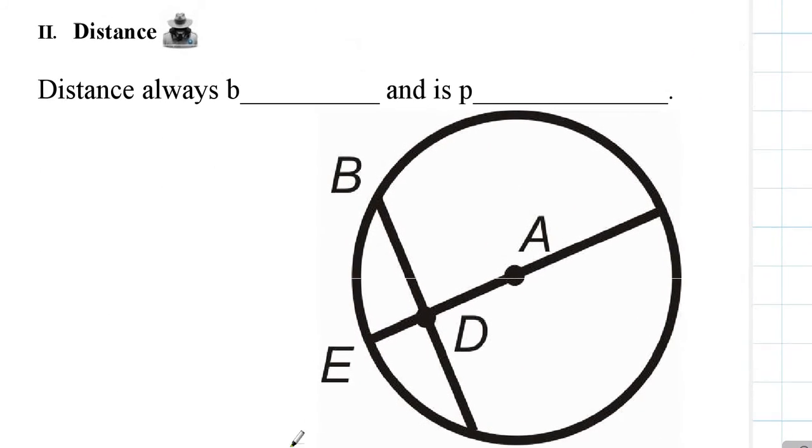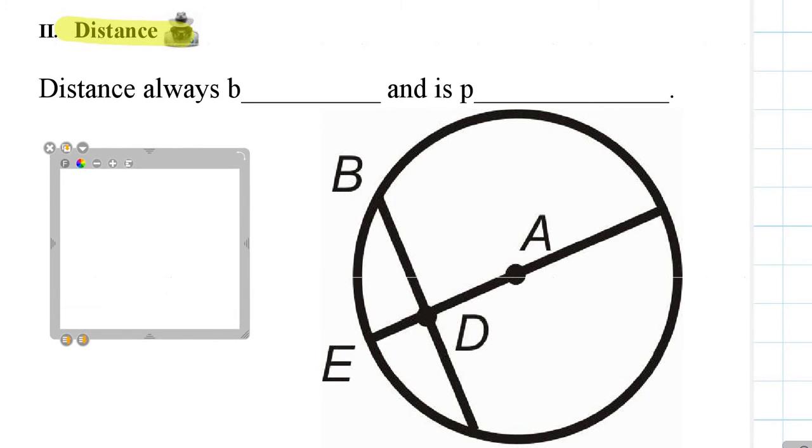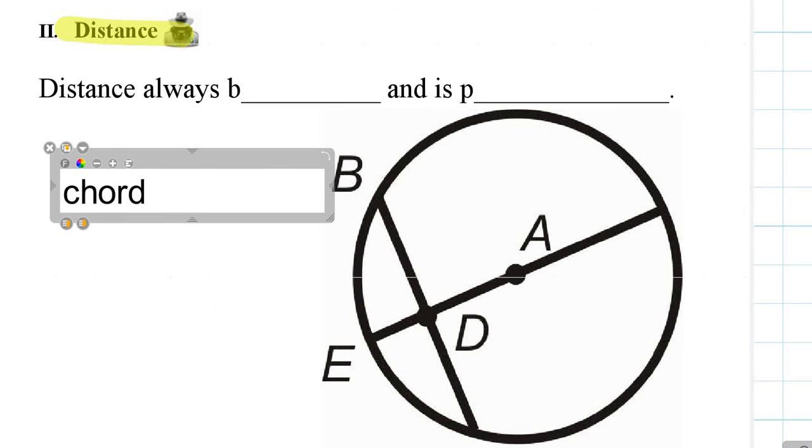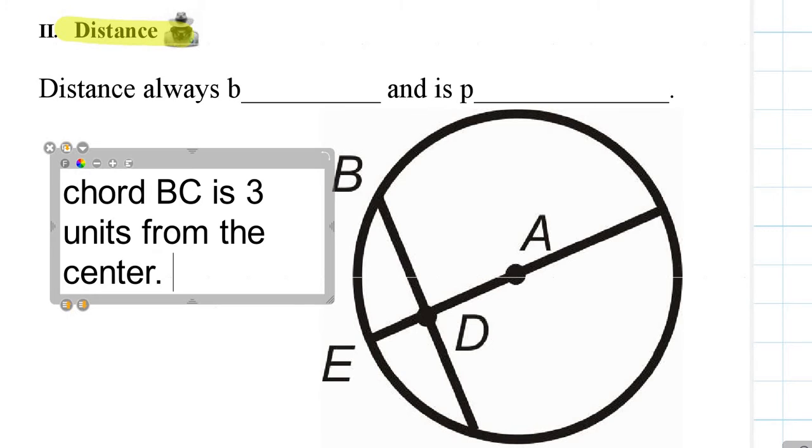The second one, believe it or not, is the concept of distance. Always bisect. Now, distance, right here. I'd like you to write this phrase down, please. Chord BC is 3 units "from the center." Put quotes around from the center. I'll explain that in just a moment. Just copy this down for the moment.